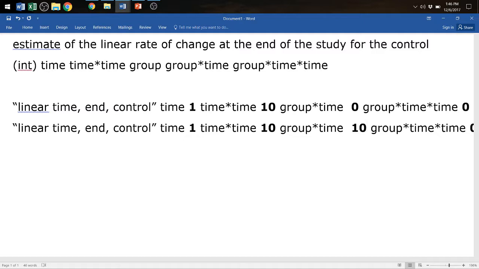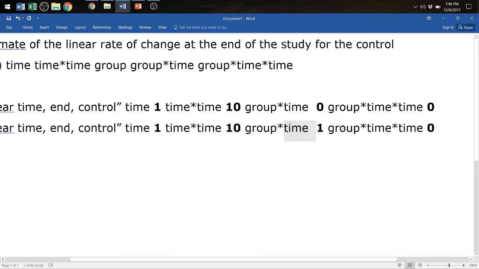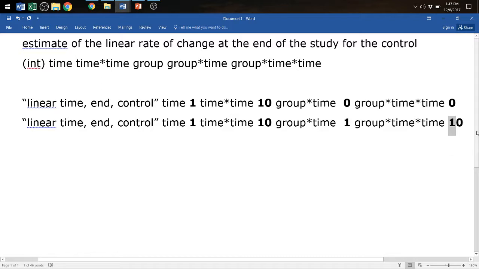Tricky, right? Because if I put a 10 here, then this one in theory could be a 10 too. But in this case, it's a 1. If group is 1 times time being 1, it's 1. If I go over here though, group is 1, time is 1. This time moderates when the group by time interaction is 4. It gets the 10. Okay. Are you with me?